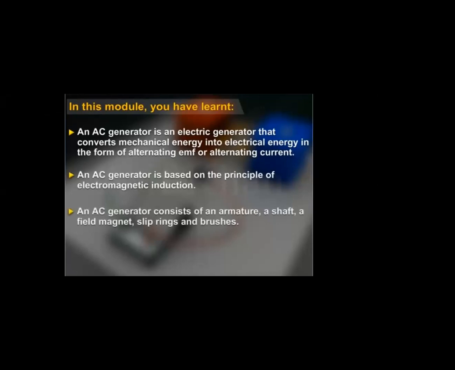In this module, you have learned an AC generator is an electric generator that converts mechanical energy into electrical energy in the form of alternating EMF or alternating current. An AC generator is based on the principle of electromagnetic induction. An AC generator consists of an armature, a shaft, a field magnet, slip rings, and brushes. The graph between the time and EMF generated by an AC generator is sinusoidal.